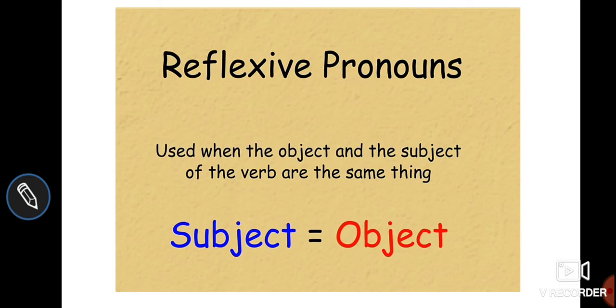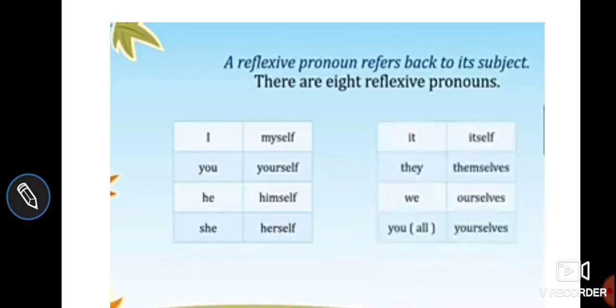Next comes the reflexive pronouns. Now reflexive pronouns are very simple to understand. The word reflexive means something which reflects back. It's used when the object and the subject of the verb are the same. In a sentence, when the subject and object are the same, then those words are called reflexive pronouns. A reflexive pronoun refers back to its subject.